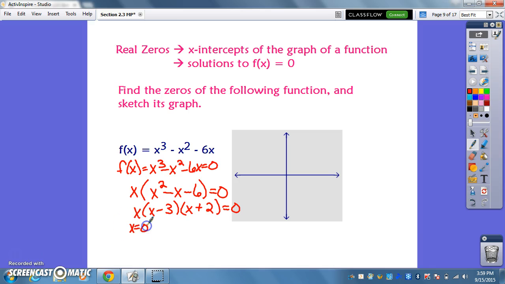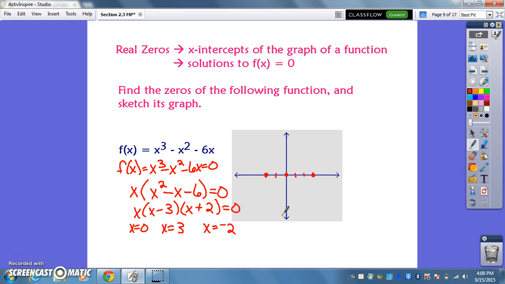This first one, if I set it equal to 0 and solve, it's already solved, so x equals 0. X minus 3 is going to give me a 0 of 3. And then this x plus 2 factor is going to give me a 0 of negative 2. Alright, so now we have some particular points on our x-axis that this graph is going to go through. It's going to go through 0, it's going to go through positive 3, and it's going to go through negative 2.